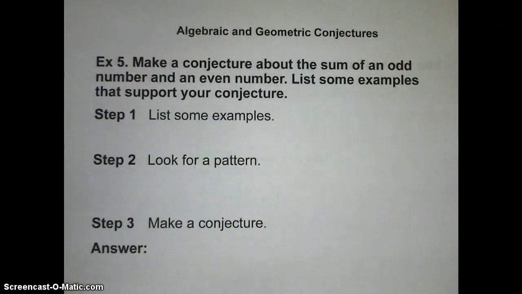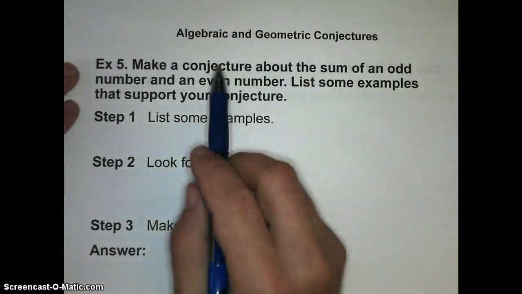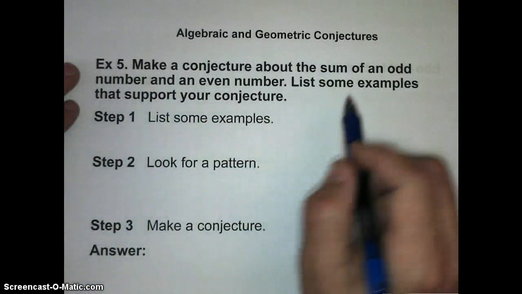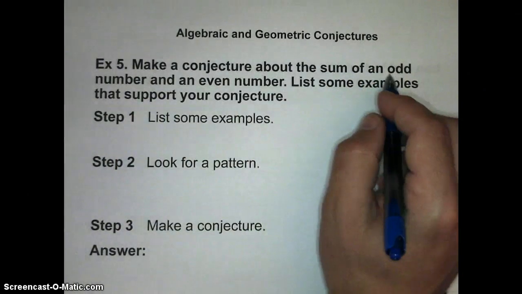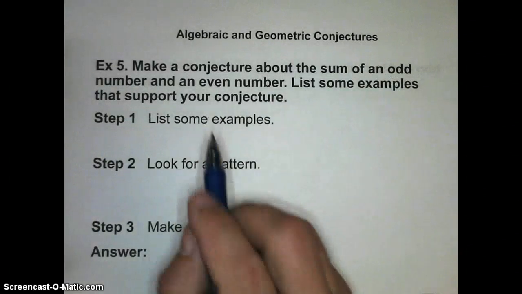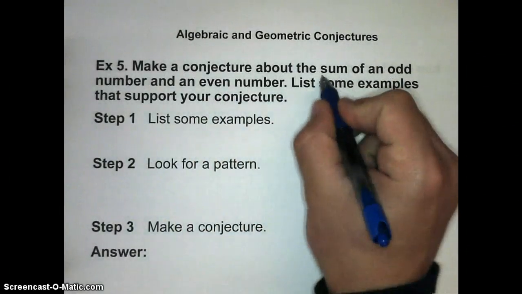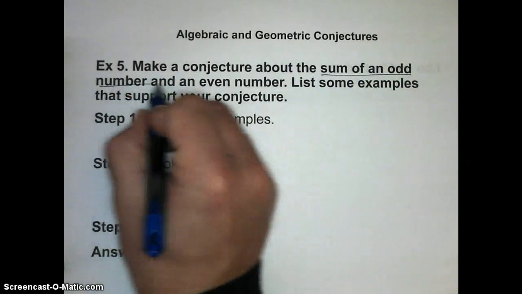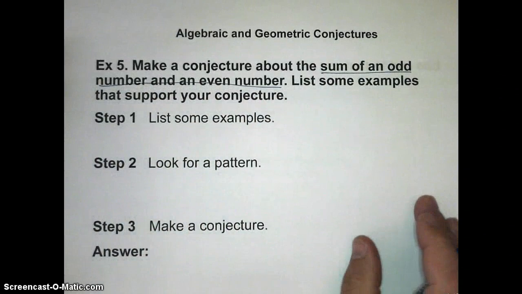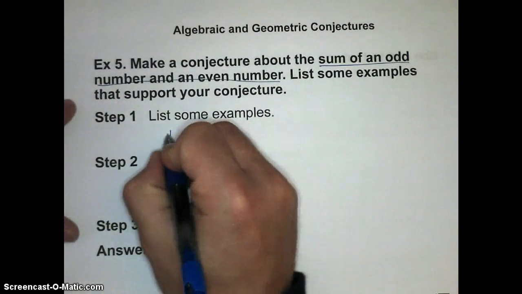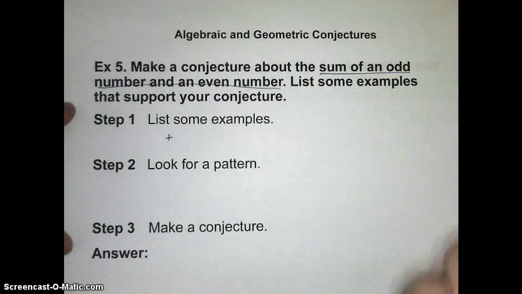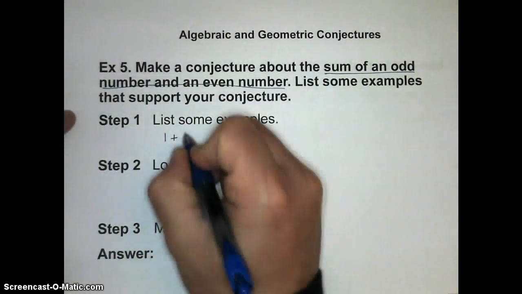Alright, for example 5, we're going to make a connection to algebra by making a conjecture about some expressions involving numbers and their addition, subtraction, things like that. So here's what it says. Make a conjecture about the sum of an odd number and an even number. So what we need to do is list some examples of taking the sum, which means we're adding, of an odd number and an even number. Let's take a look at the first odd number, 1, and the first even number, 2.